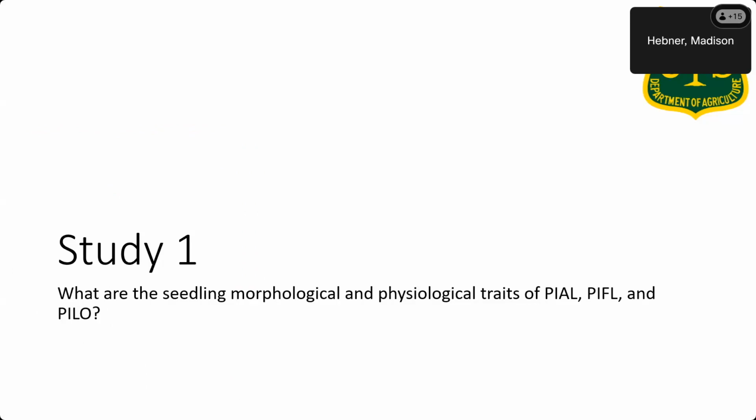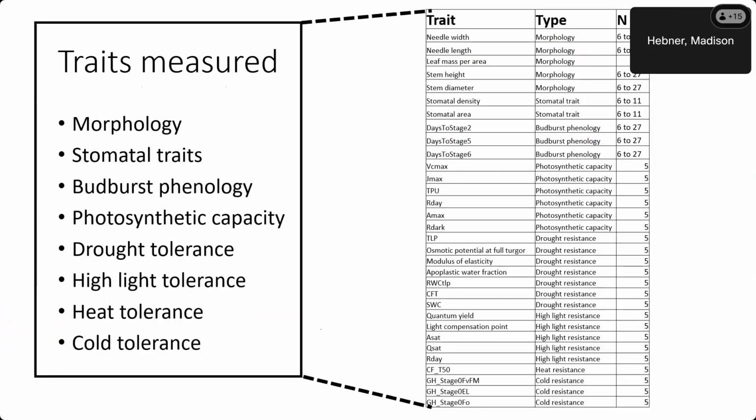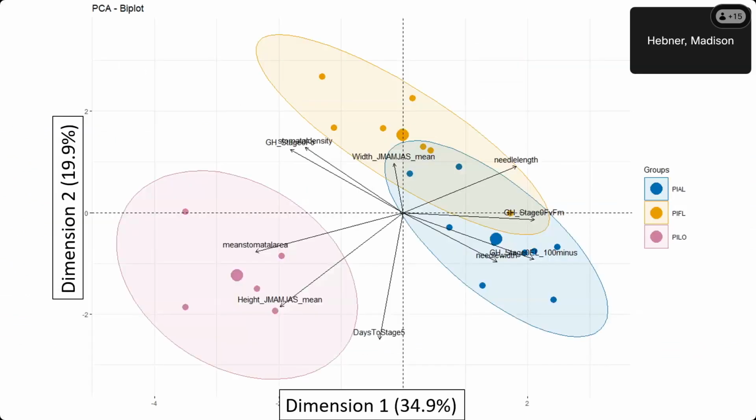I'm going to tell you about two studies and overarching takeaways, and then highlight some student work. The first study is where we wanted to first compare the physiological traits of whitebark, limber, and bristlecone. This is kind of what they look like. We measured a suite of physiological traits: morphology, stomatal traits, phenology, tolerances to heat and drought, and cold. One thing we're working on currently, in a paper that I need to get out the door, is comparing these traits among these 3 species. We have whitebark in blue, limber pine in yellow, and bristlecone in pink.